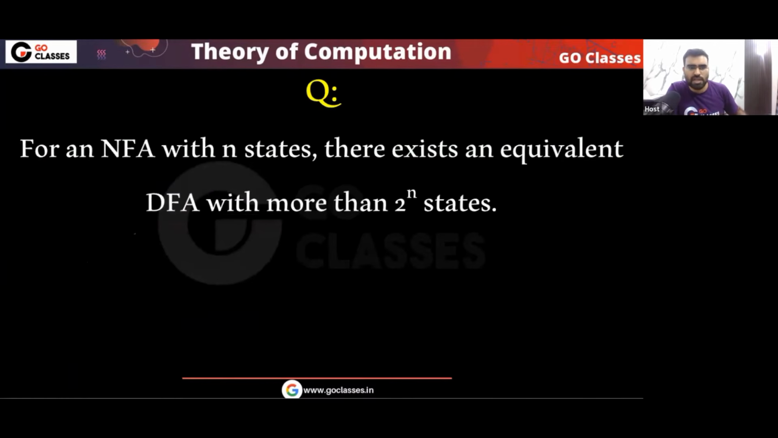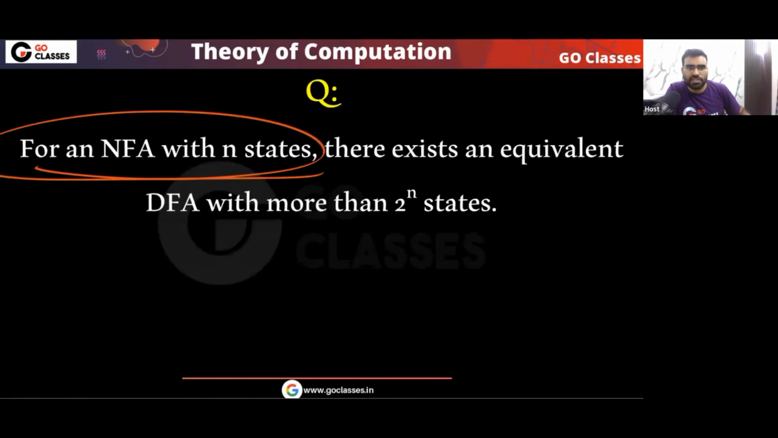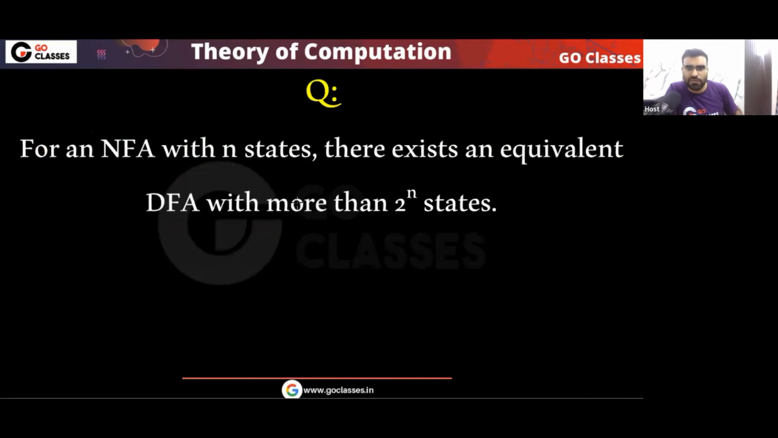Now let's see this question. Tell me the answer for this one. You have an NFA of n states. There exists an equivalent DFA with more than 2 power n states. Is this statement true or false? Let me know.